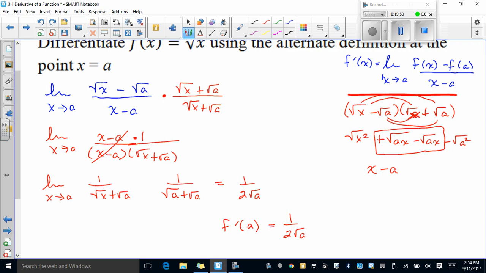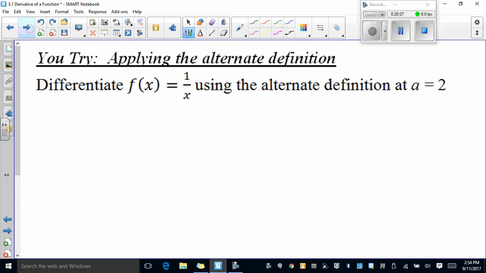Okay, so this one here. Now notice that they are giving us an actual number for a. So the limit as x approaches 2 of f of x minus f of a over x minus a. So I have the limit as x approaches 2 of 1 over x minus 1 over 2 all over x minus 2.